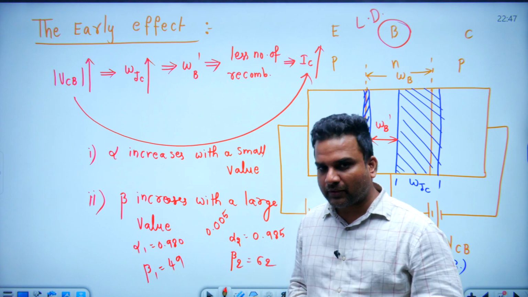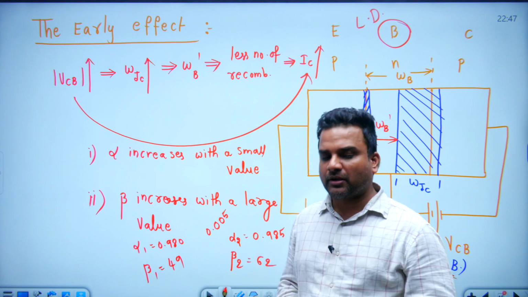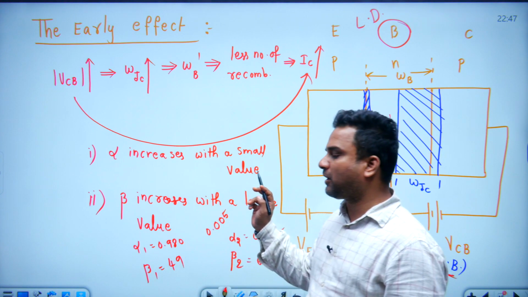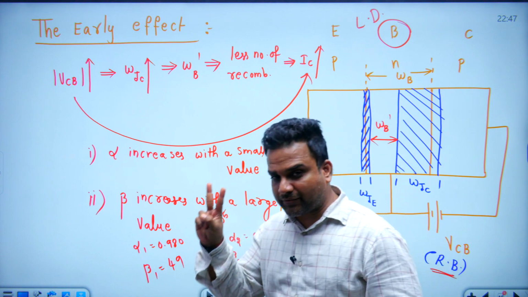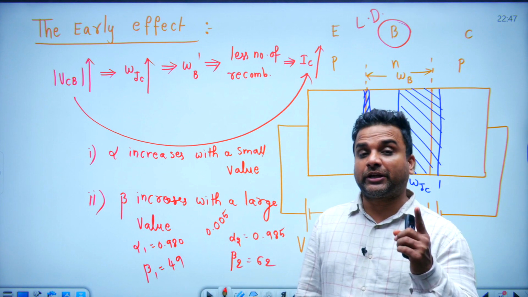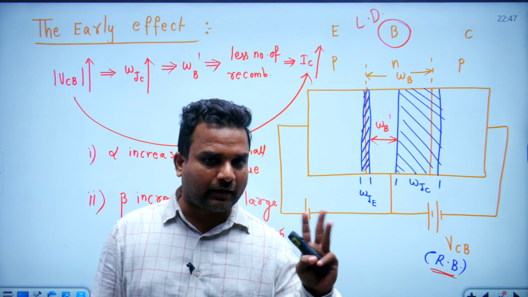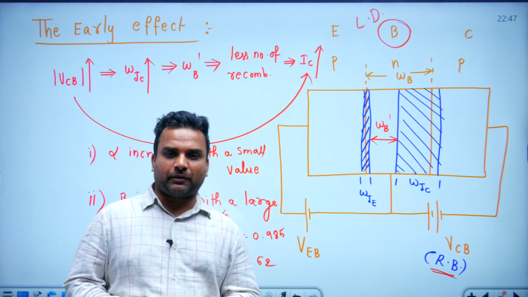Hence guys, there are 3 consequences. Consequence number 1, because of the early effect, alpha increases with a small value. Consequence number 2, beta increases with a large value, and then the most important third point. What is the third point?